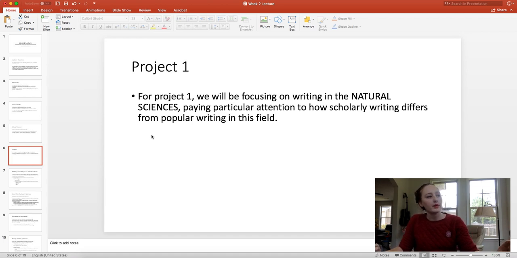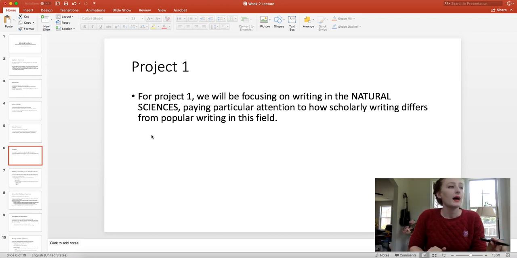Now, we're going to talk about Project 1. For Project 1, we're focusing on the natural sciences. As we're doing this, we're paying particular attention to how scholarly writing, like lab or experimental reports, differs from popular writing in the field. By popular writing, I'm talking about things like magazine articles, blog posts, press releases, etc.